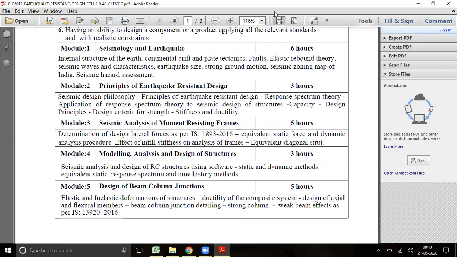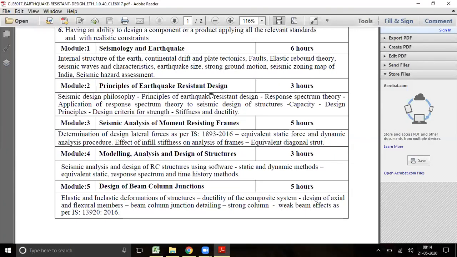So that internal structure of the earth, and continental drift and plate tectonics, faults, and elastic rebound theory, seismic waves and characteristics, earthquake size. So with this earthquake size, we'll be knowing the magnitude of the earthquake. You would have seen in many of the news, after occurrence of the earthquake, the earthquake hit with a magnitude of 7 or 5.8, like that.